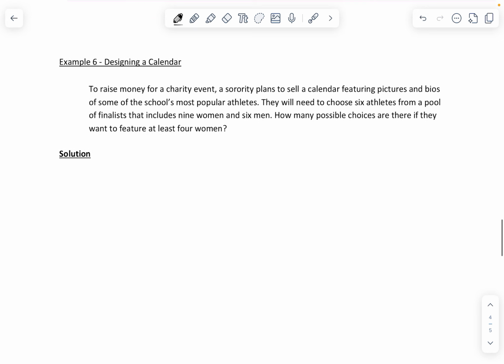Example 6, designing a calendar. To raise money for a charity event, a sorority plans to sell a calendar featuring pictures and bios of some of the school's most popular athletes. They will need to choose 6 athletes from a pool of finalists that includes 9 women and 6 men. How many possible choices are there if they want to feature at least 4 women?